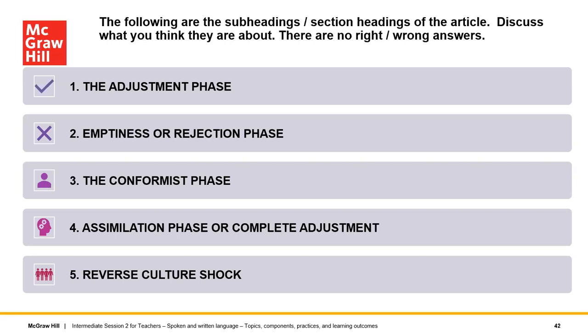Food? Adapting, trying to find similarities, trying to fit in. Okay, good. Emptiness or rejection stage? Homesickness, missing your home, your people. The conformist phase? Any ideas? No ideas? Okay. Getting settled, communication with the family.